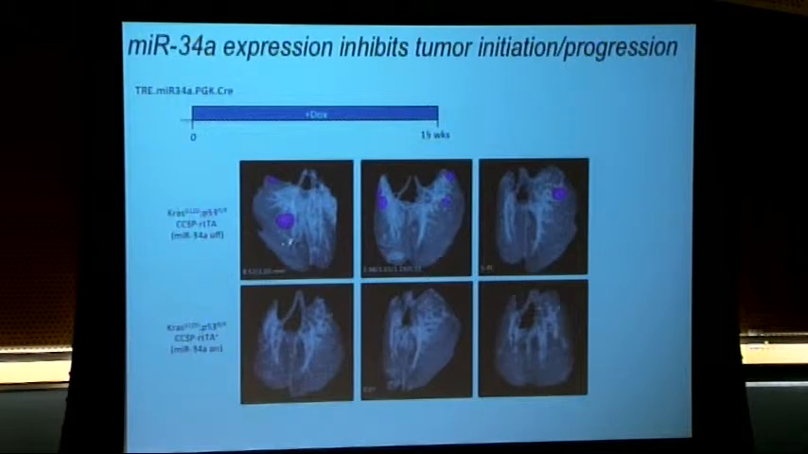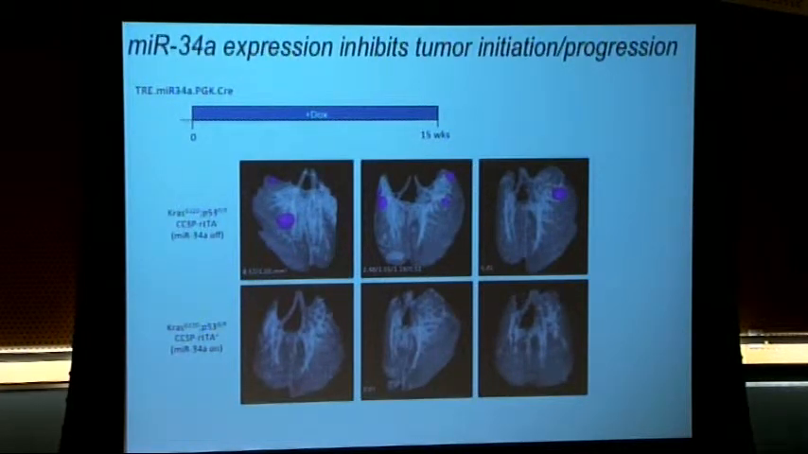This is the control situation. Absence of miR34 induction, you get nice tumors. If you induce miR34 at the time of tumor initiation, you don't get any. miR34 blocks tumor initiation, probably by inducing arrest or death of the cells that are trying to be initiated.